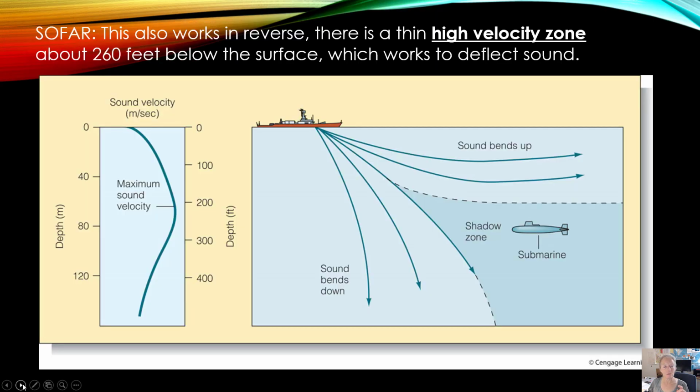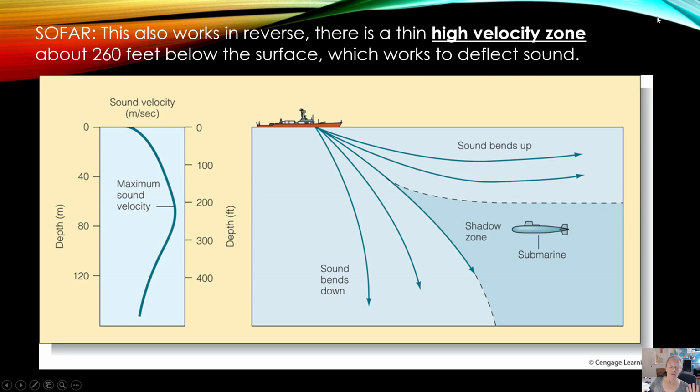All right, back to the pure science part. There is another thing called the shadow zone, I believe, where the sound waves are deflected or reflected or refracted in reverse. They reverse away from a certain area. Where is that? A maximum sound velocity, I believe. They said about 260 feet below the surface. There is a high velocity zone that works to deflect sound, all right?